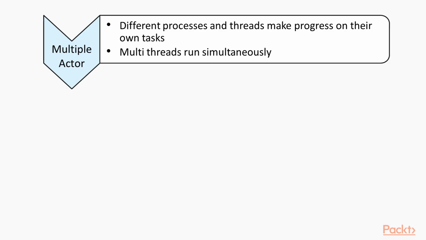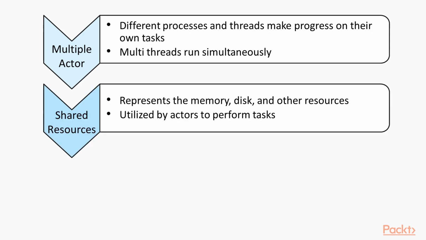Now we will see the properties of concurrent systems. All concurrent systems share a similar set of properties. Let's see what they are. Multiple actors. This represents the different processes and threads all trying to actively make progress on their own tasks. We could have multiple processes that contain multiple threads, all trying to run at the same time. Shared resources. This feature represents the memory, disk, and other resources that the actors in the previous group must utilize in order to perform what they need to do.